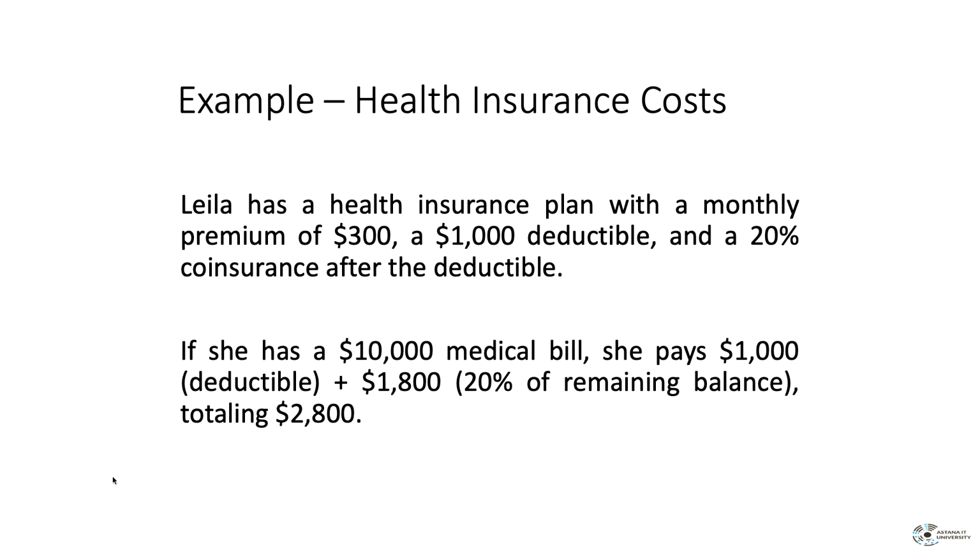And here's an example of health insurance costs. Layla has a health insurance plan with a monthly premium of $300, a $1,000 deductible, and a 20% co-insurance after the deductible. So if she has a $10,000 medical bill, she pays $1,000, which is the deductible, plus $1,800, which is 20% of the remaining balance, totaling $2,800.